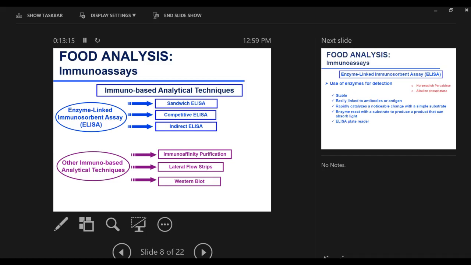And then we have other immuno-based analytical techniques like immunoaffinity chromatography, where you use it to purify antibodies or to purify antigens. Lateral flow strips, we will talk about that in a minute. It applies actually a sandwich ELISA concept. And then Western blot is a qualitative means of an immunoassay. Okay.